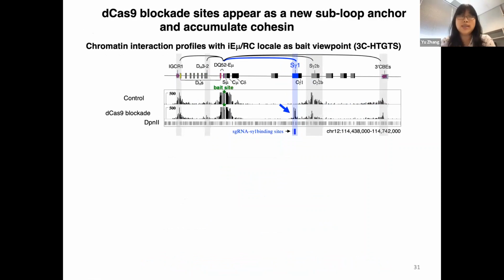So we next test the effect of this block on loop extrusion. And for this, we employed the 3C-seq, which uses the bait, the recombination center, as a bait site to detect its genome-wide interaction partners. And what we can see here is that in the control strain, there is a strong interaction of this bait site with the S-gamma-2b region and 3' CBEs region.